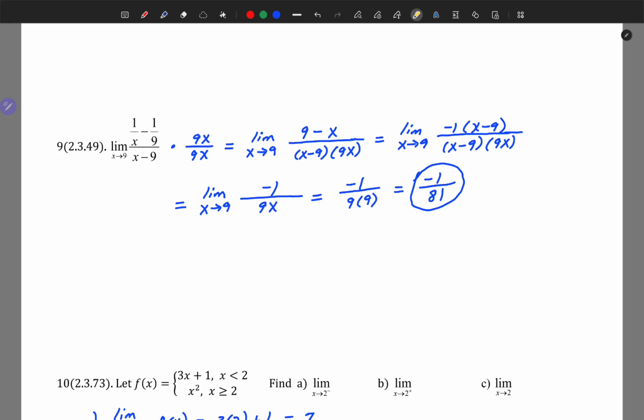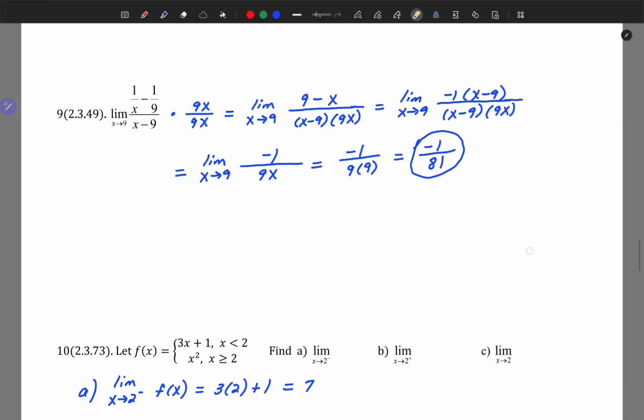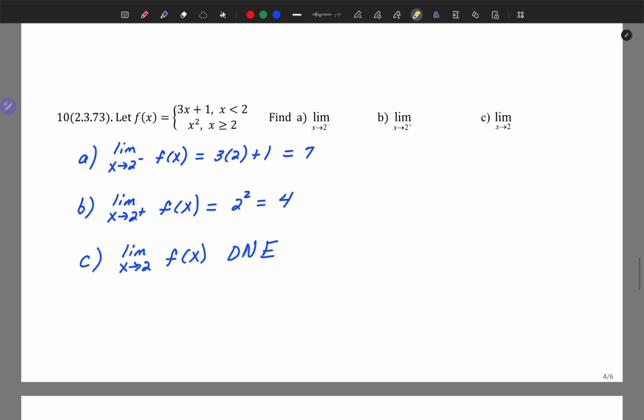I factored a negative 1 out of the numerator. Then my x minus 9's do cancel, and I'll have the limit as x approaches 9 of negative 1 over 9x. At that point, you can plug in the 9. Please keep in mind, that's why the limit does drop out in this step, because I physically plugged the 9 in. So I have negative 1 over 9 times 9, negative 1 over 81. Final answer.